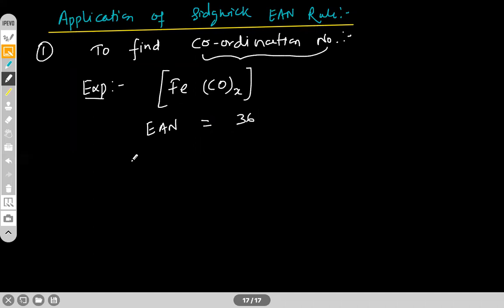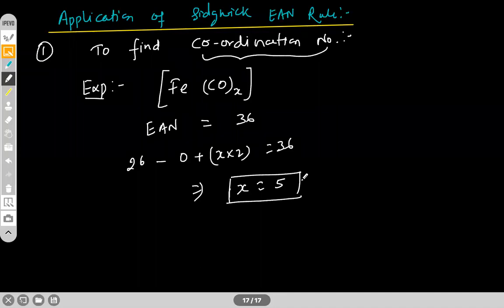The iron already has 26 electrons and there's no charge on the metal because it is zero. The ligand is neutral. Plus, suppose its coordination number is X, then X into 2 is equal to 36. You can solve this equation for X. The X value you'll get is 5, hence the coordination number is 5. Five carbonyl ligands are required here, Fe(CO)5.